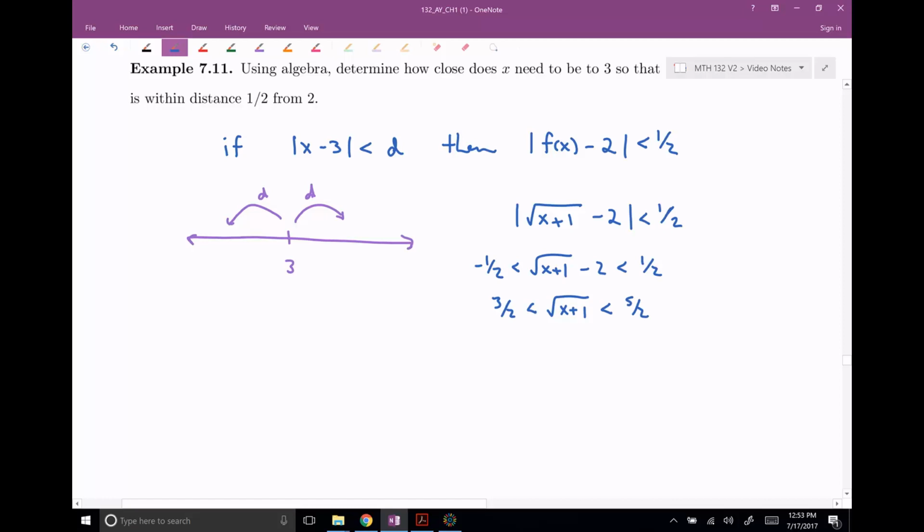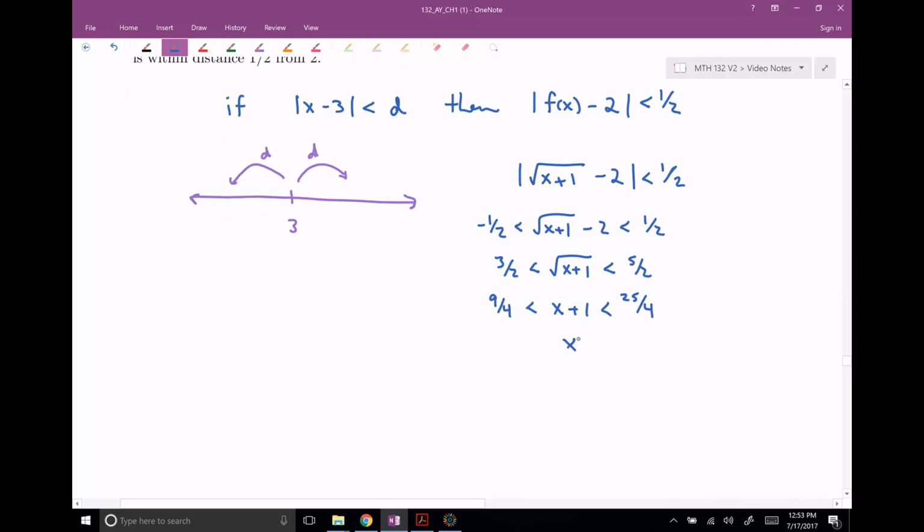Now I'm going to go ahead and square all sides. So I'll get 9/4 is less than x plus 1 is less than 25/4. Remember, whenever you're messing with inequalities, you have to be a little bit paranoid that something that you've done should have made the inequalities flip. And the claim is squaring, so long as everything's positive, doesn't make the inequalities flip. So we're actually okay. One last step, let's subtract 1 from all sides, and that's going to give me 5/4 down here and 21/4 over here. And just so we know, this is equal to 1.25, and this is equal to 5.25.